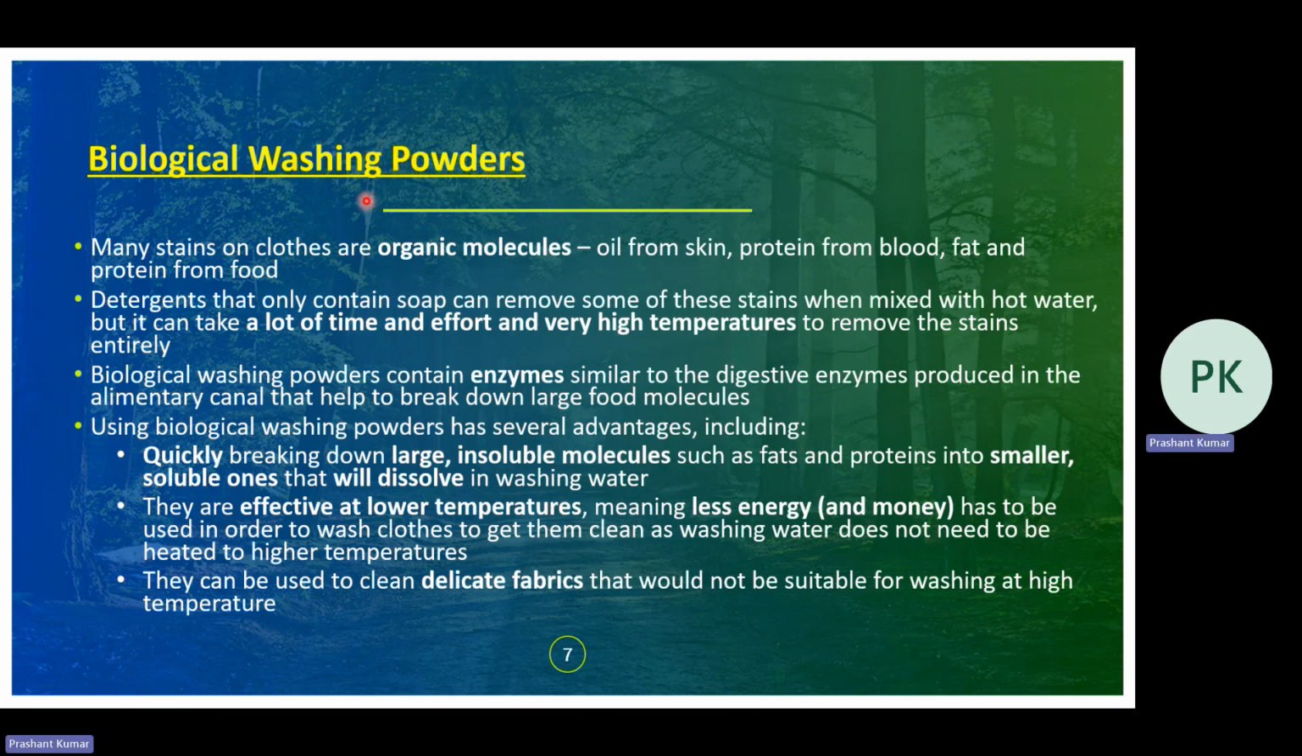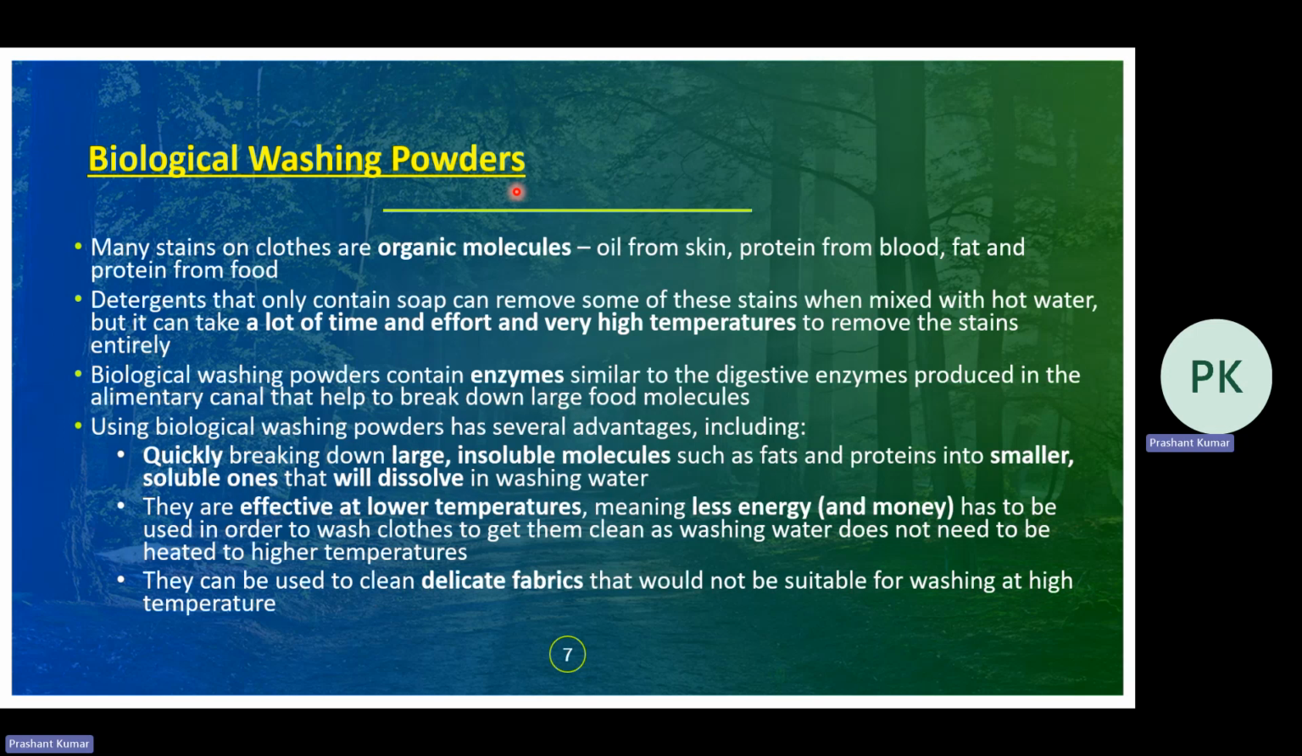Biological washing powder. Next, the fourth one. Generally, the dirt and stains on cloth are organic substances such as oil from the skin, protein from blood, and fat and protein from food, right? So detergent must contain some kind of chemical which can remove the stain. When mixed with hot water, it can still take a lot of time and effort and a very high temperature to remove the stain entirely from the cloth.